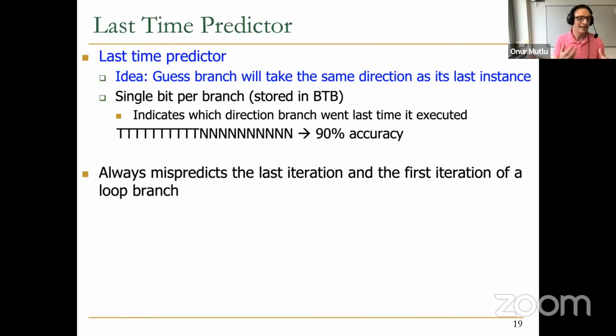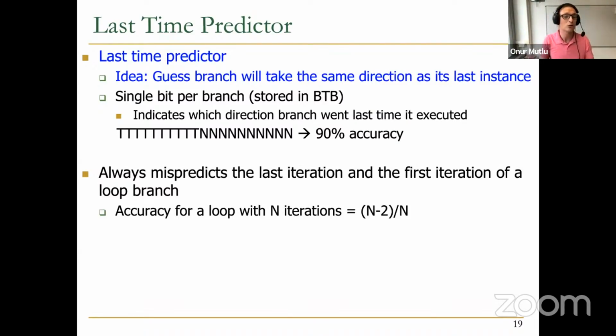So basically, if you think about this a little bit, this always mispredicts the last iteration and the first iteration of a loop branch. Think of this as a loop branch or something like that. This is not a loop branch, clearly, because there are a lot of not takens over here. But in a loop branch, assume that the loop is most of the time taken, meaning you iterate in the loop. You always mispredict the last iteration, meaning the last iteration is supposed to go not taken, but you predicted taken. And then the first iteration, when you come back to iterating the loop again, the branch is supposed to be taken, but you predicted not taken because the last instance was getting out of the loop, right? So basically, accuracy for a loop with n iterations is (n-2)/n, always.